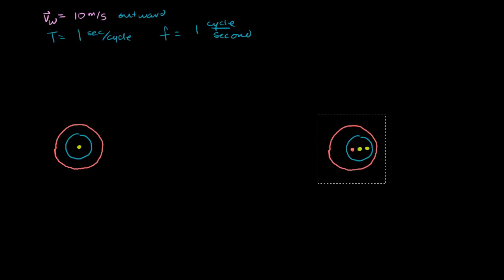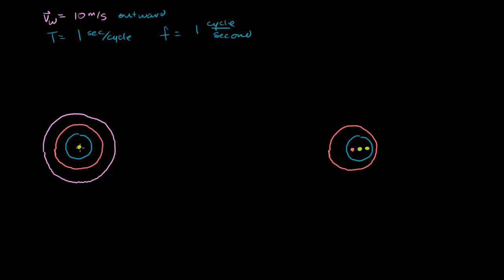Let's do it again. Let me use pink. So what about the crest that either of these sources emitted 3 seconds ago? Well, it would be 30 meters radially outward. So another 10 meters from the last one. So it will be out here. It will be out there, just like that.